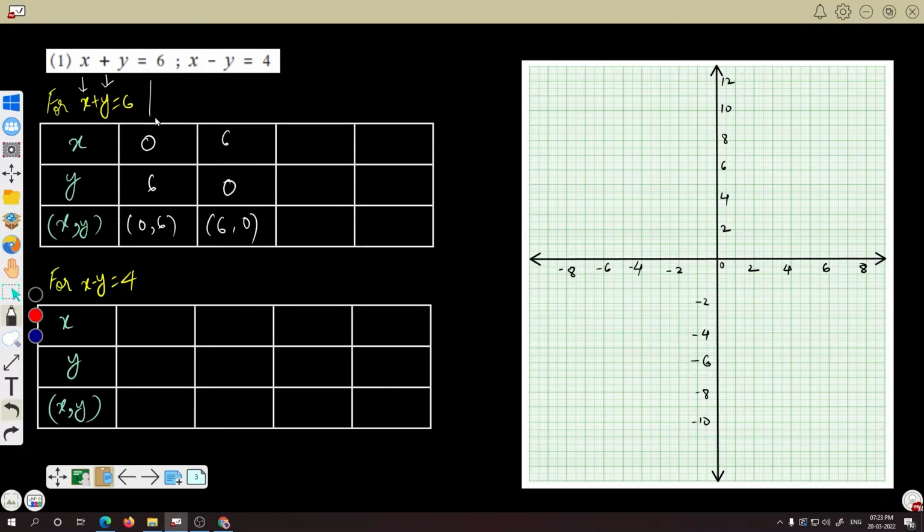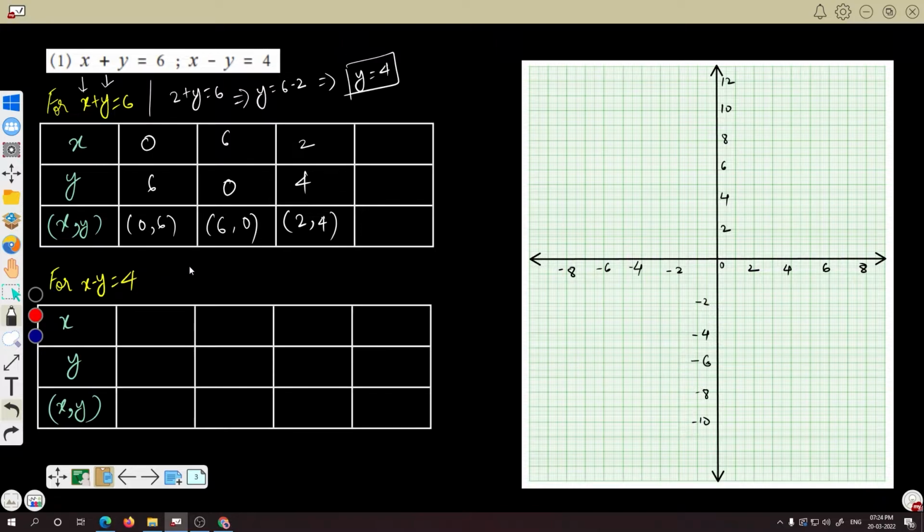Now we will look for another value. If I take x as 2, the equation will be 2 plus y is equal to 6, which implies y is equal to 6 minus 2, which means y is equal to 4. So y turns out to be 4. The coordinates are 2 comma 4. Now to plot the graph, even if we have 3 points, it is sufficient, but if you want, you can find the fourth point as well.